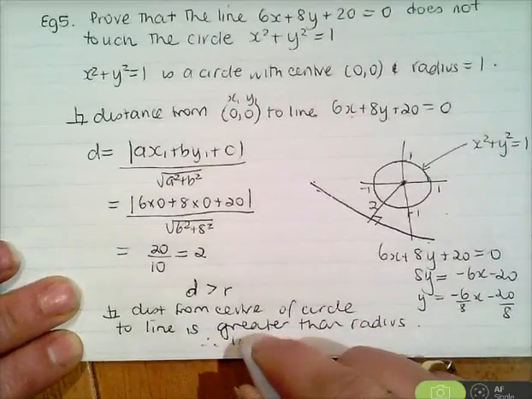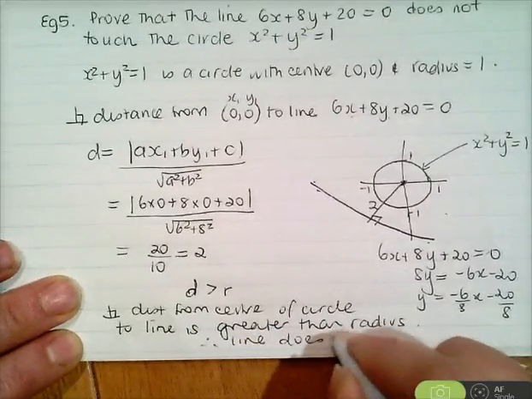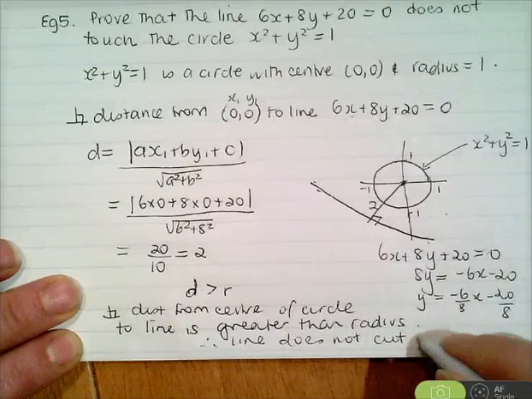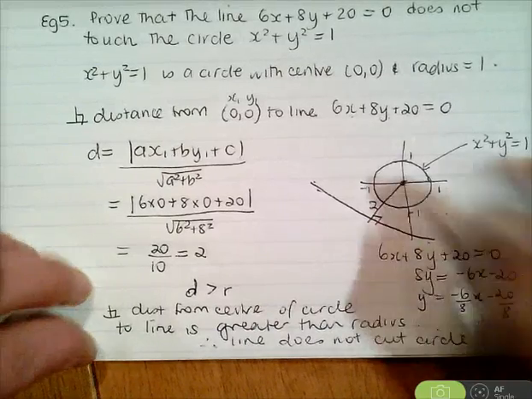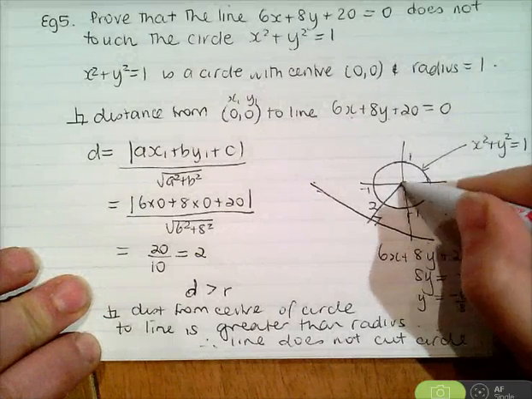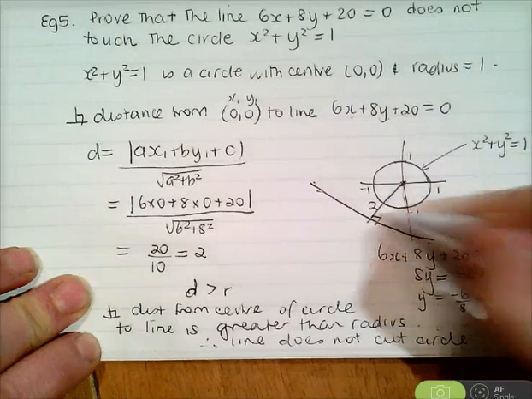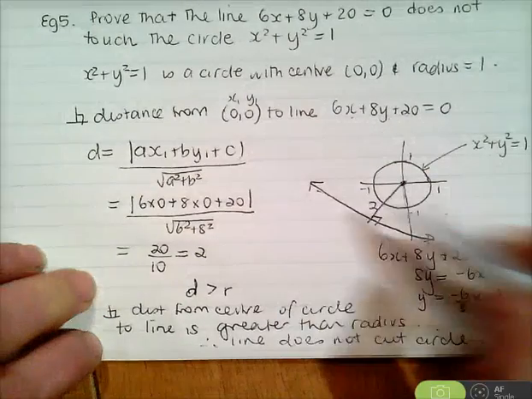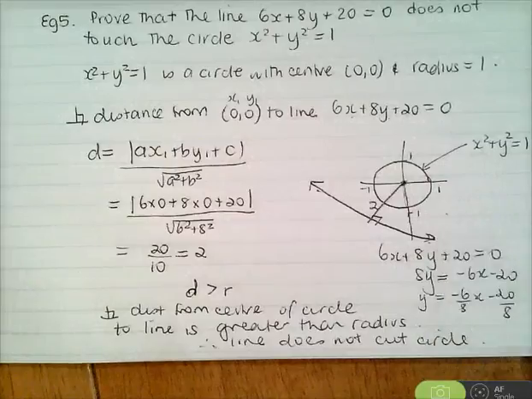Therefore, the line does not cut the circle. And I've drawn that in the diagram up there. We can see that we've got a radius of 1, the perpendicular distance from the centre of the circle to the line is 2, and clearly the line does not cut the circle.